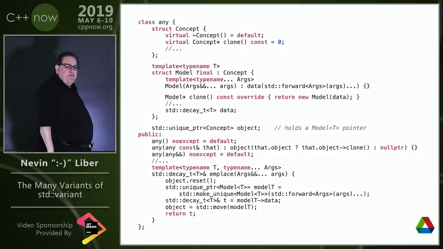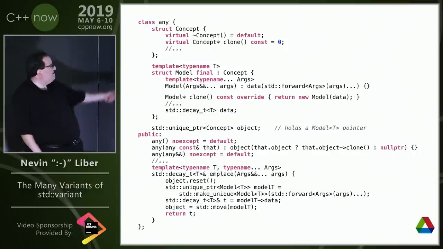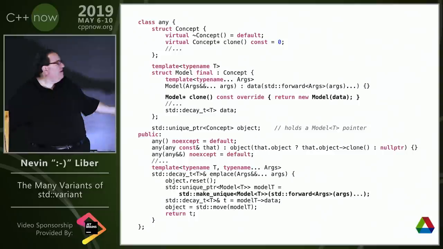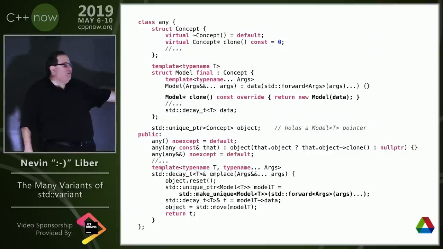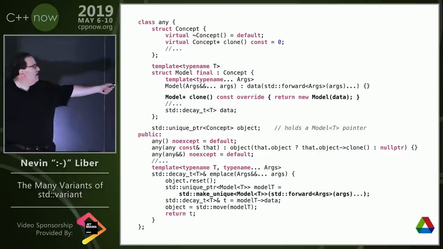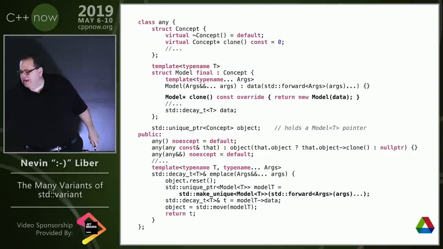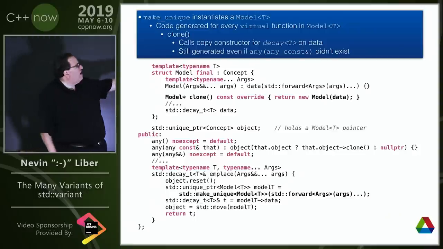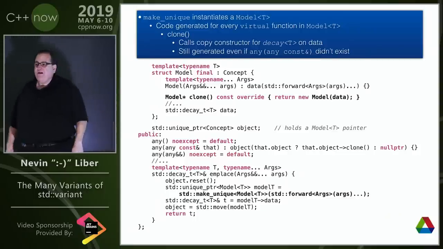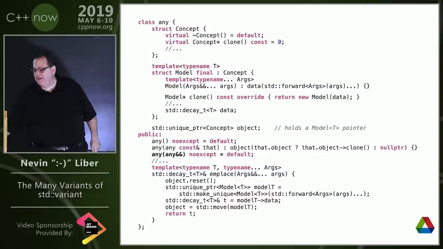Now, I'd be honestly surprised if anybody remembers my type erasure talk from like 2010. This is roughly that, slightly updated for any. Basically, when you call emplace, it does make unique of the model, and it has to generate this clone virtual function that calls a copy constructor. And again, as I said, it's always generated. So this is a requirement on things that are stored in standard any, and boost any for that matter.